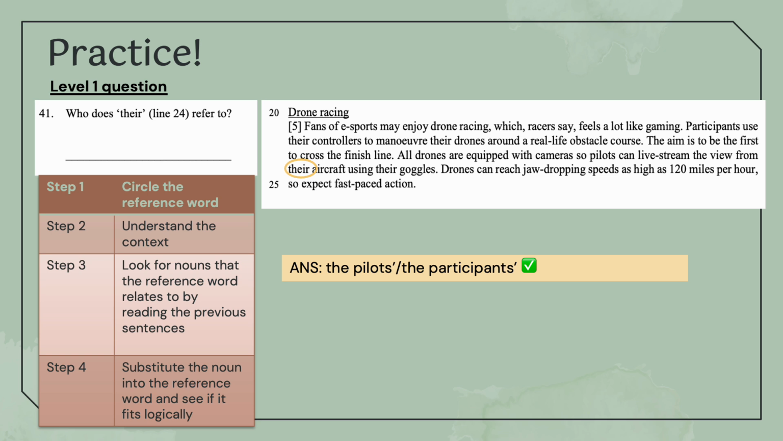If we put the word pilots or participants into the word there, it doesn't fit because there is a possessive pronoun, which is used to show ownership of something by one or several people. So we have to make some changes in order to make it grammatically correct. Instead of the pilots or the participants, the answer would be the pilots' or the participants' with an apostrophe. Now, can you get it?